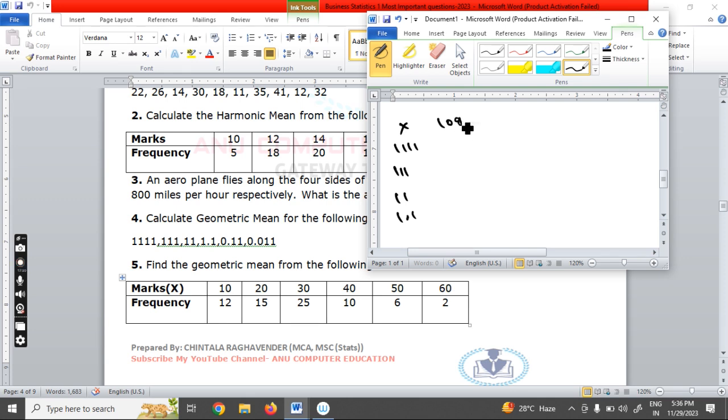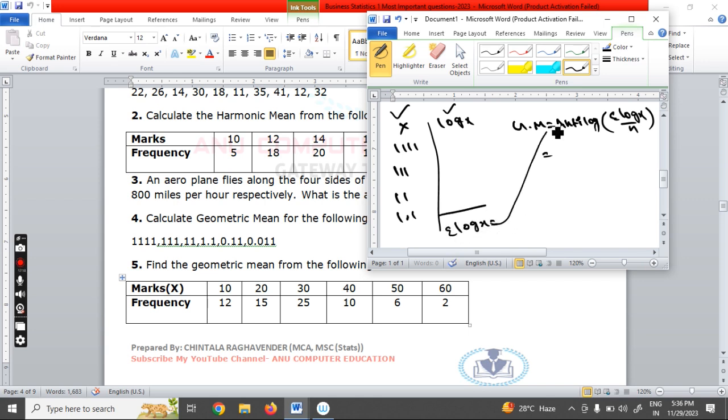For this you need to calculate the log x value. So x values are given in your problem and you have to calculate the log x. So the geometric mean formula will be antilog of summation log x by n. This is the formula. So first, whatever log x values you are getting, you do the total of the log x values and substitute this total in the formula, and n is nothing but how many values are given in the problem. How many values are given? 1, 2, 3, 4, 5, 6. 6 values are given, divided by 6 you do, and you will get the geometric mean. Okay, this is the individual series geometric mean problem.